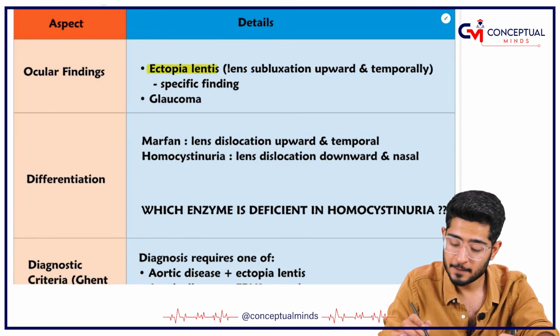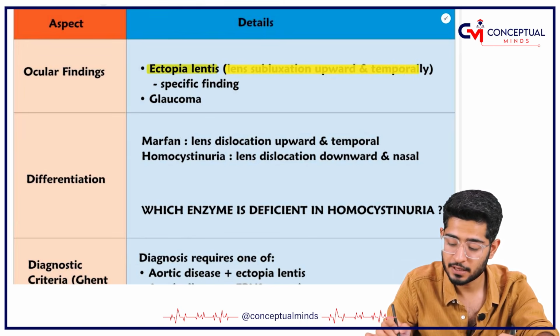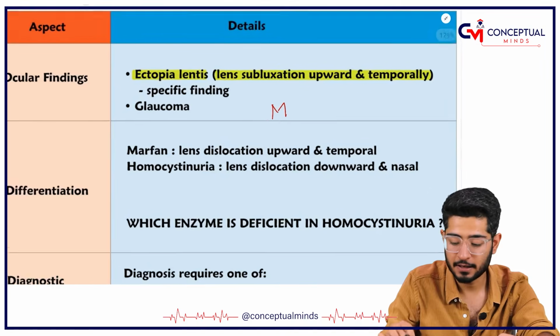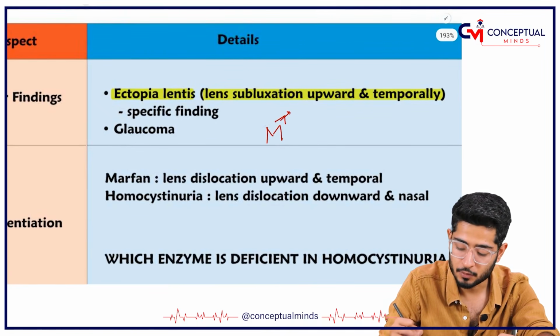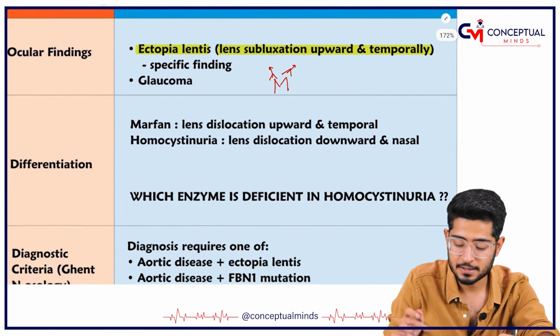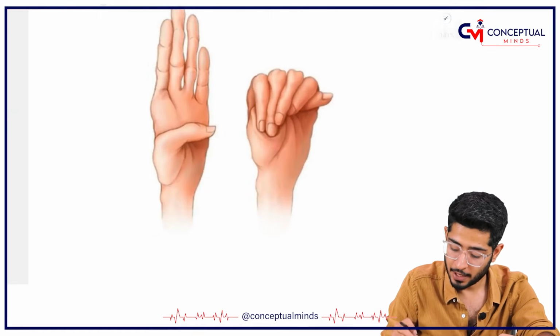Ectopia lentis means there is going to be subluxation of the lens upwards and temporally. So can you see Marfan's is written like this? Can you see upwards and outwards, upwards and outwards? So the lens is going to go upwards and outwards, and yes, glaucoma can also happen.